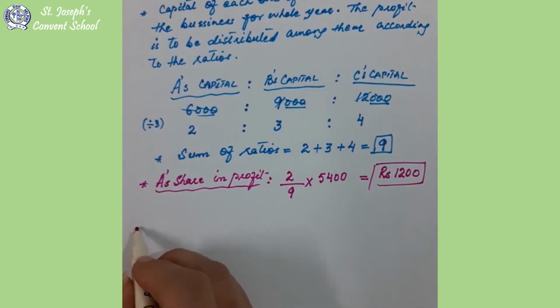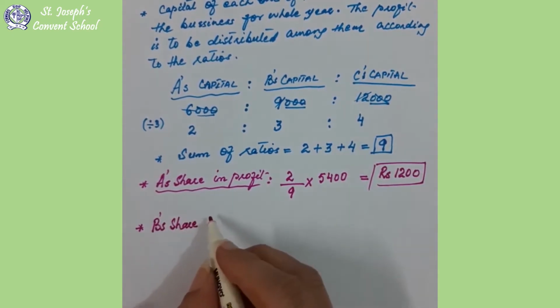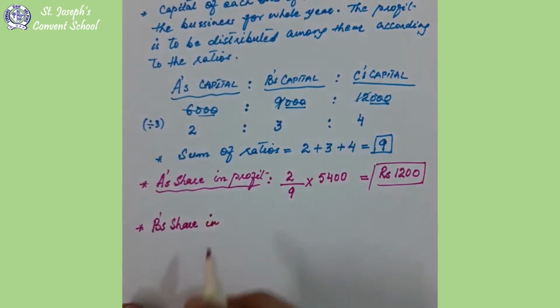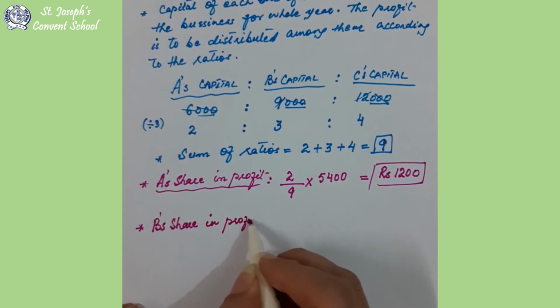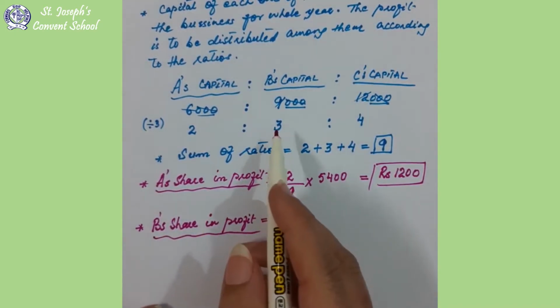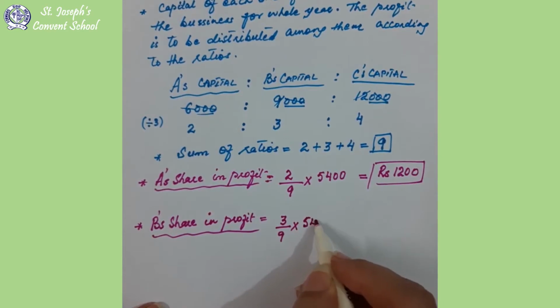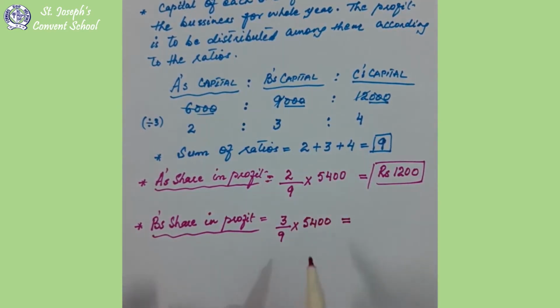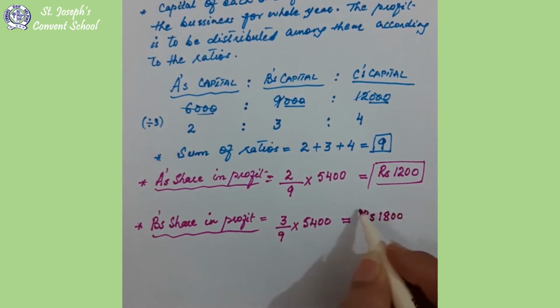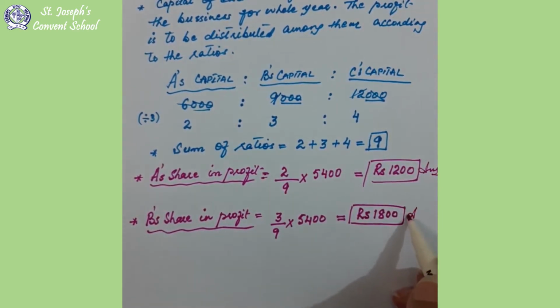Next is B's share in the profit. B is 3 divided by sum of ratio, 3 divided by 9 into total profit 5,400. Again, same way with a calculator you can calculate. 3 multiplied by 5,400 divided by 9, you will get the answer rupees 1,800. This is the second share, B's share. First one is A's share, so this is the answer. Second is B's share, second answer.